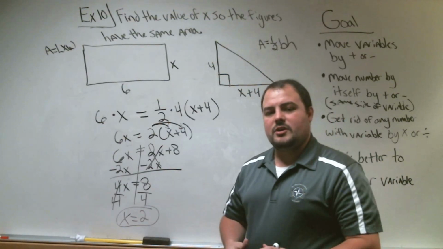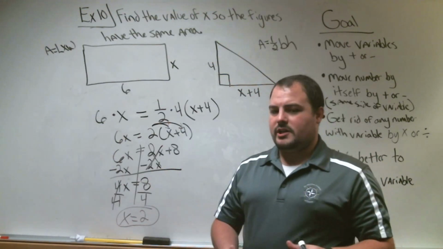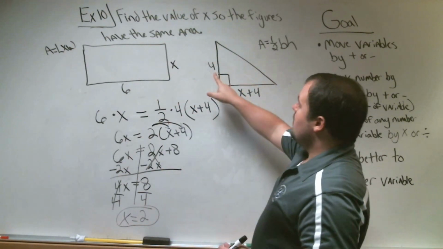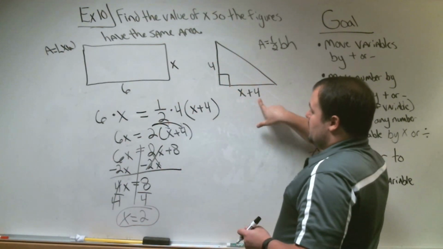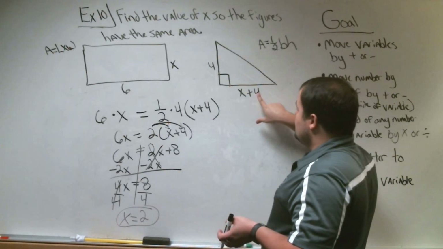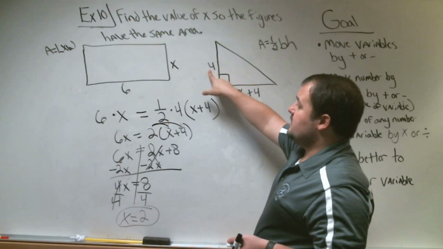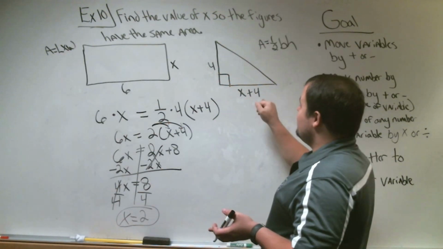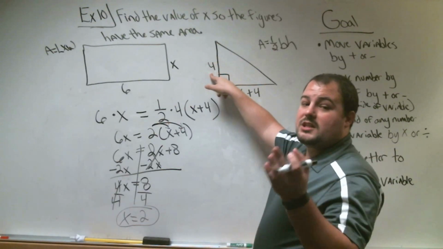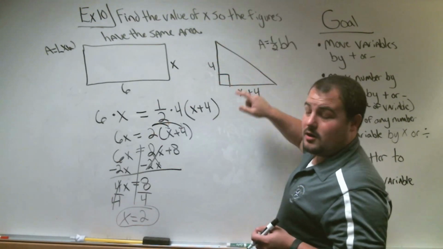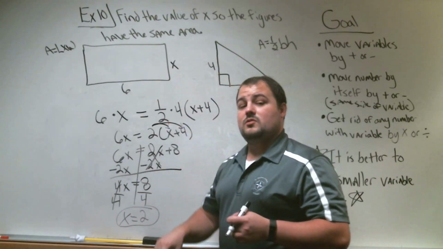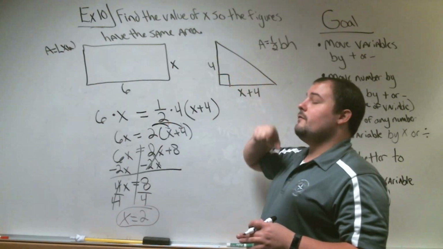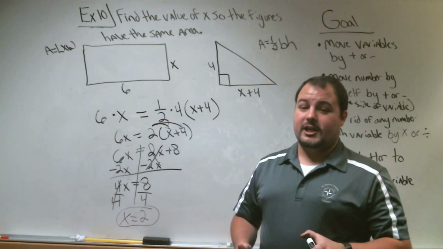So if we use 2 as our number, it should create a true statement. Let's go ahead and check it. 6 times 2, that's 12. 2 plus 4, that's 6. 6 plus 4, that's 10. 2 plus 4 is 6. 6 times 4, that's 24, but half of 24 is 12. And 6 times 2 is 12. So when we plug in the number 2, we get 12 for the area of this shape, then we get 12 for the area of that shape. That means 2 is our right answer.